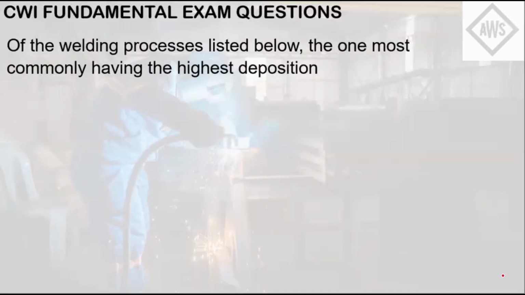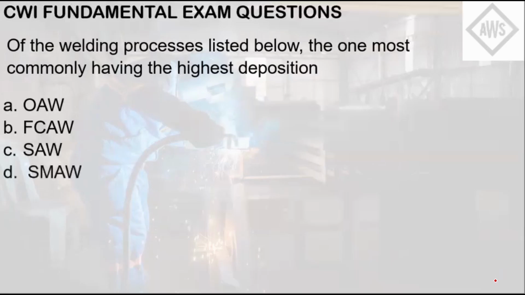Of the welding processes listed below, the one most commonly having the highest deposition is A. OAW or oxyacetylene welding. Letter B. FCAW, flux cored arc welding. Letter C. SAW or submerged arc welding. Letter D. SMAW. Letter E. GMAW. So the answer here is submerged arc welding, SAW.